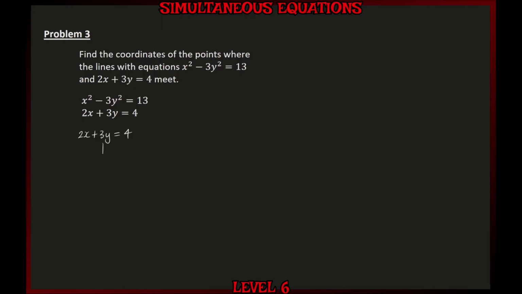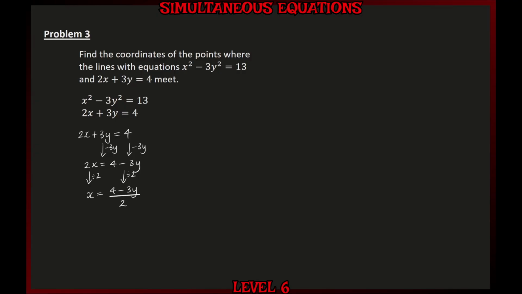So I'm going to first subtract 3y from both sides. And this gives 2x is equal to 4 minus 3y. To now make x the subject, I need to divide everything by 2. So I'm going to divide the left side by 2 and also the right side by 2. So this gives us x is equal to 4 minus 3y all over 2.